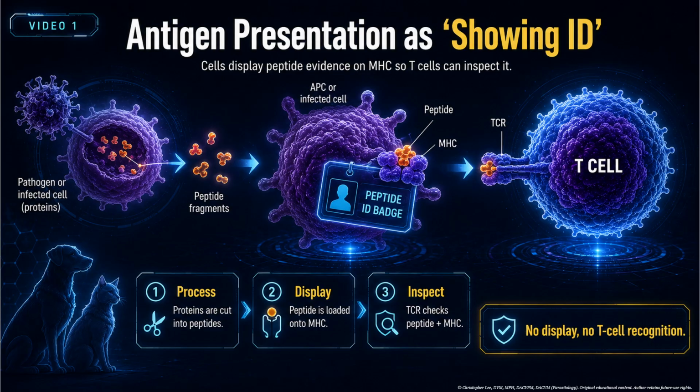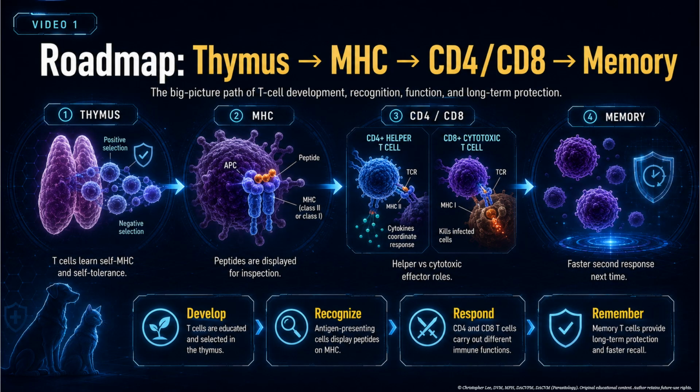The peptide tells the immune system what is being shown. The MHC molecule tells the immune system how it is being shown and helps determine what type of T cell will respond. This roadmap shows where we are headed. First, we will talk about the thymus. This is where developing T cells are educated. They must recognize self-MHC, but they must not strongly attack self-antigens. That balance produces T cells that are MHC restricted and self-tolerant.